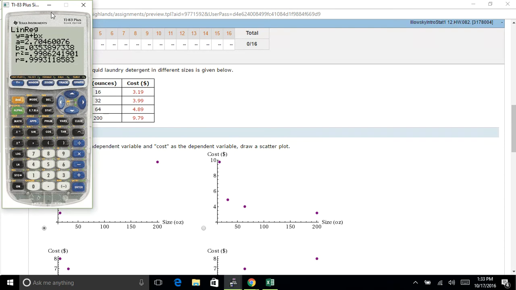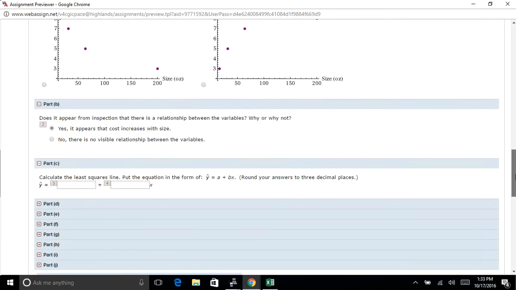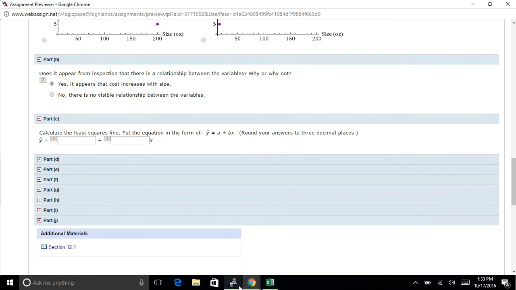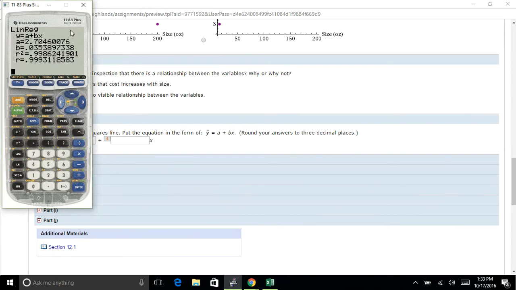it gives me everything. Okay, so what it says here is calculate the line of least squares. So it is y equals ax plus b. Okay, so my A, and they want it in 3 decimal places, my A is 2.705. I'm going to round up because that 4 is right next to a 6.